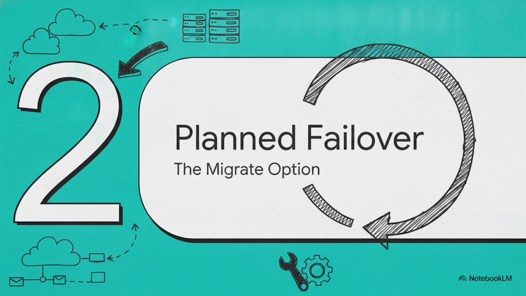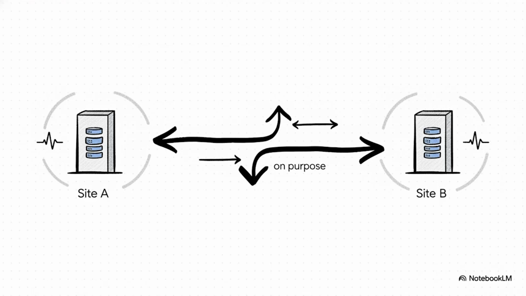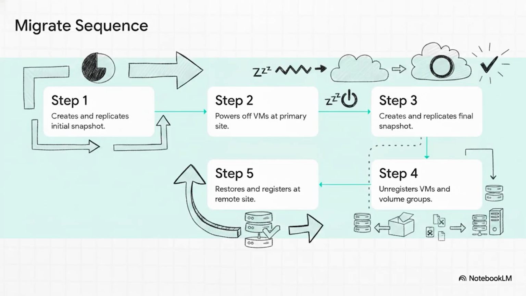Moving right along to Section 2, planned failover, the migrate option. Now, the absolutely crucial prerequisite for our planned failover is bidirectional communication. You need protection domain A and protection domain B talking back and forth between the two sites. For a planned migration to actually happen, both the primary and the remote sites must be online, they have to be healthy, and they have to be actively communicating. You are explicitly telling the system, hey, I want to move these workloads from site A to site B right now, on purpose.